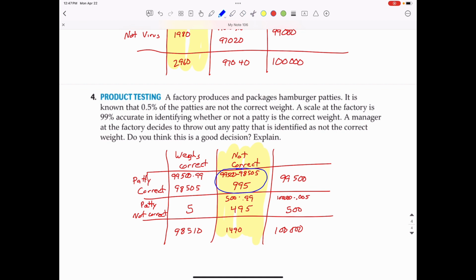So what that means is there is a very strong probability, 995 over 1,490. And when you divide that out, you get approximately a 66.4% chance that they're throwing out good patties. 66.4% of the patties that weigh incorrectly are actually good patties, so it is not a good decision for the manager to do this. So as I said earlier, it is very difficult in some of these situations. What seems like a very obvious thing to do, when you really dive deeper into these two-way frequency tables, the decision is not as obvious as you might think.